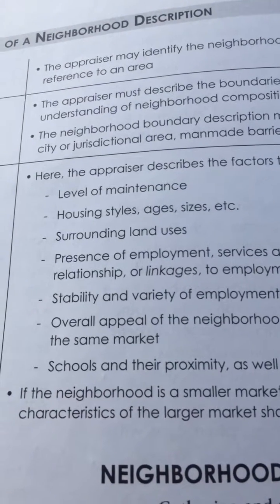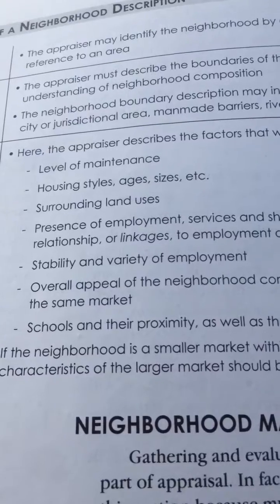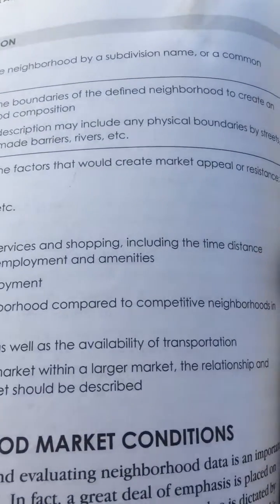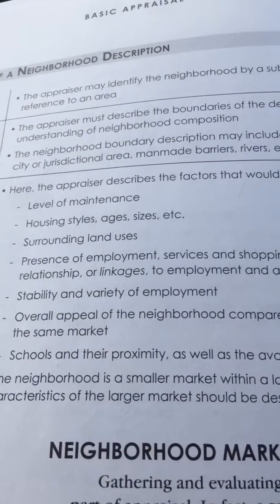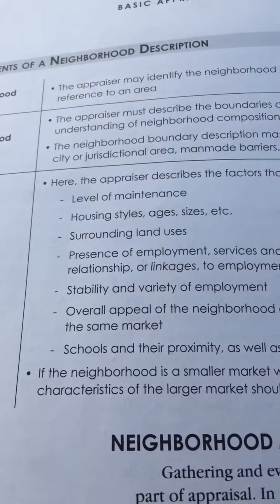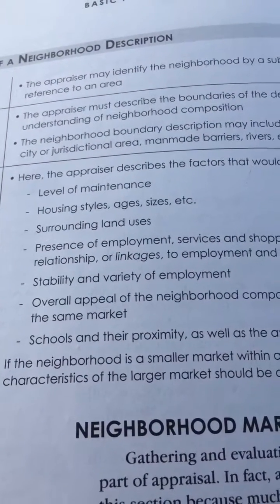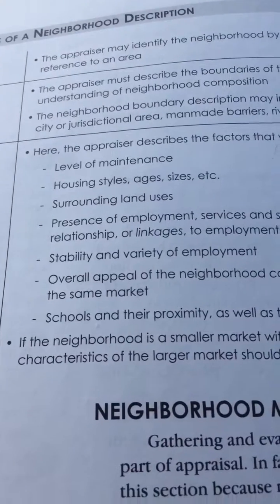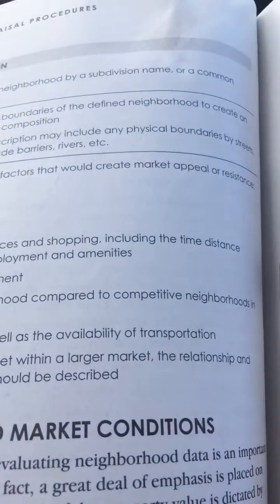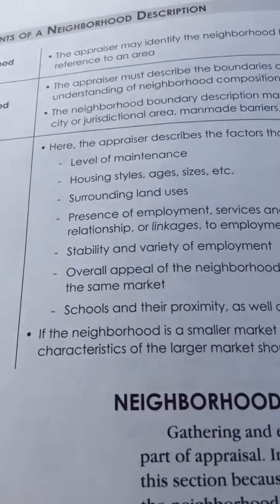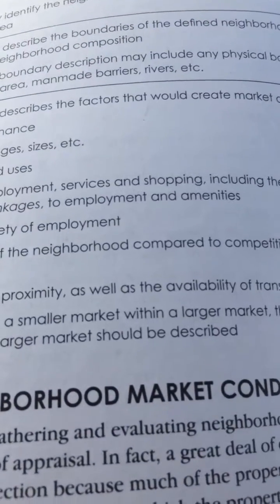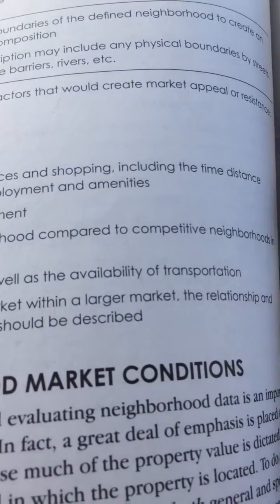Surrounding land uses. Presence of employment, services, and shopping, including the time, distance, relationship, or linkages to employment and amenities. Stability and variety of employment. Overall appeal of the neighborhood compared to competitive neighborhoods in the same market. Schools and their proximity, as well as the availability of transportation.